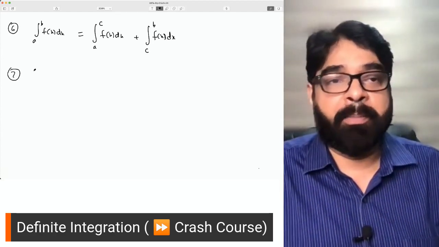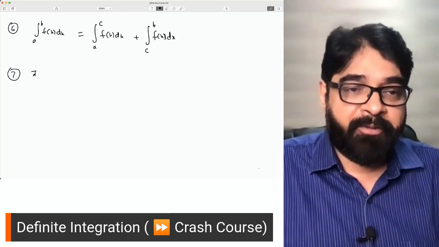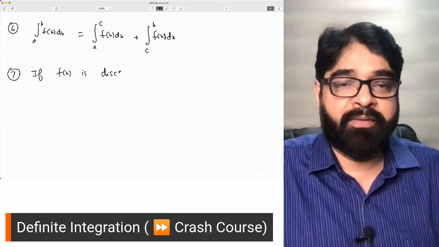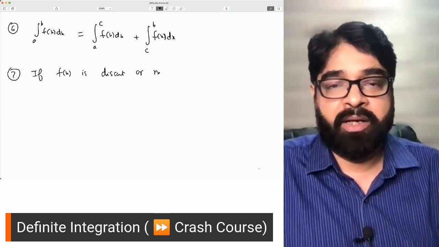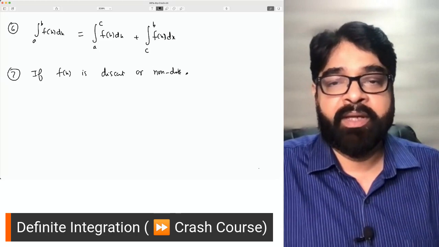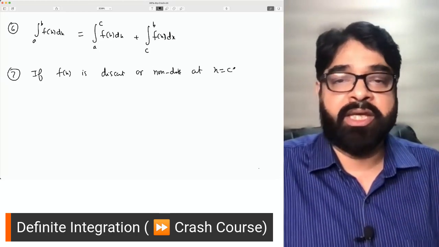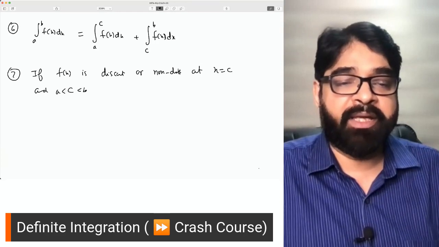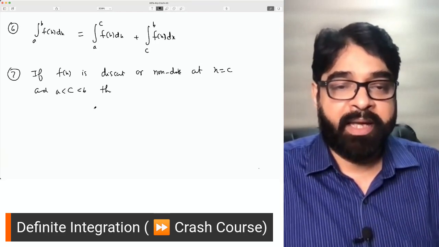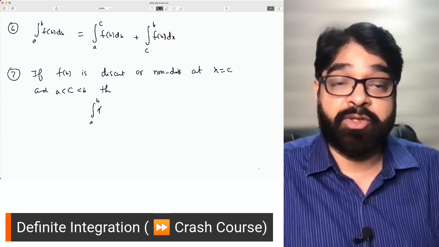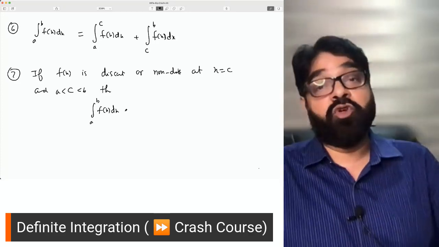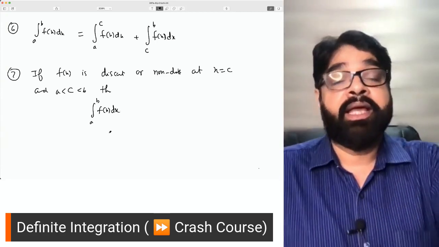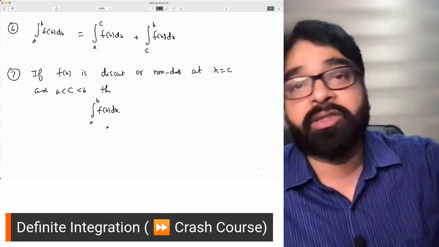The next property: in integral a to b, if f(x) is discontinuous or non-differentiable at x equal to c, and c lies between a and b, then integral a to b f(x) dx you cannot calculate. If you forcefully calculate, you'll always get the wrong answer. Always remember, integral a to b f(x) dx you cannot calculate.